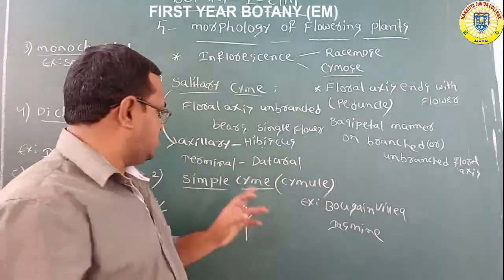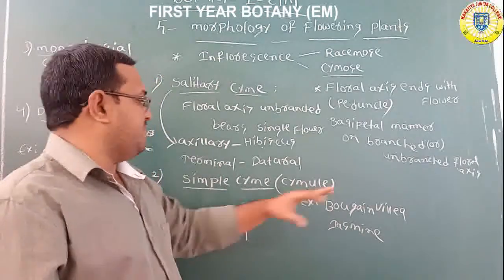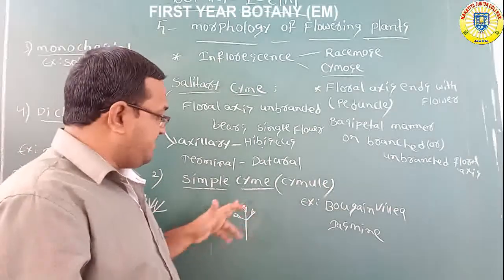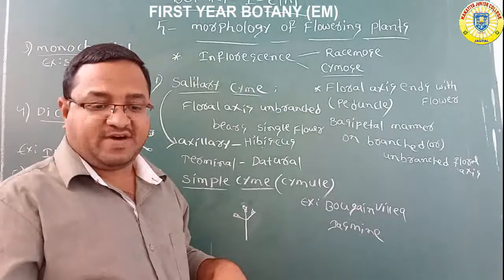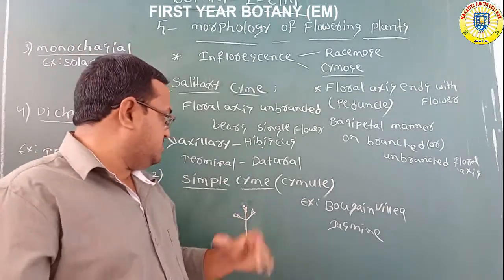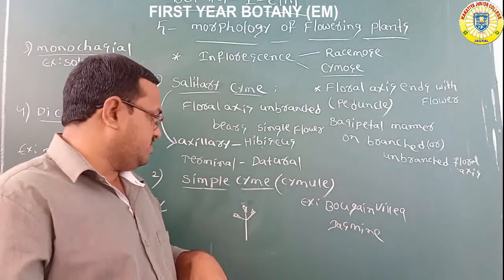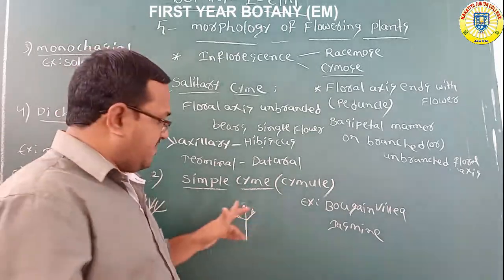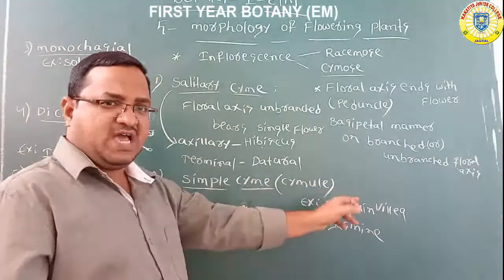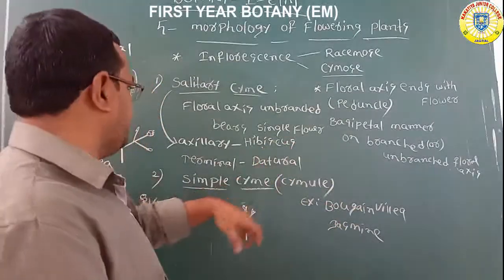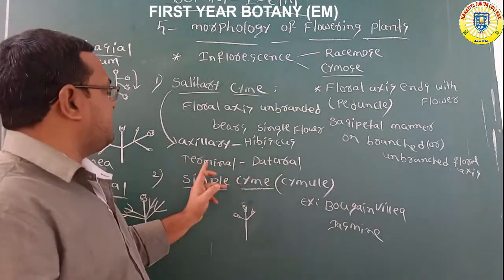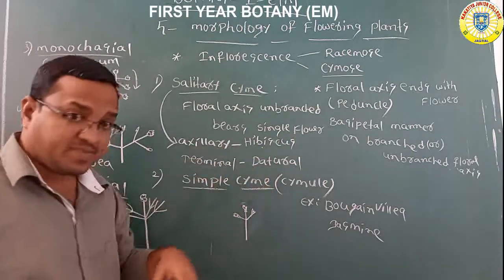Okay. So next, what is simple cyme or simule? A floral axis having 3 flowers, a 3 flowered cymose inflorescence, is called simple cyme or simule. Best examples: bougainvillea and jasmine. Here, axillary solitary cyme example is hibiscus, terminal solitary cyme example is datura.